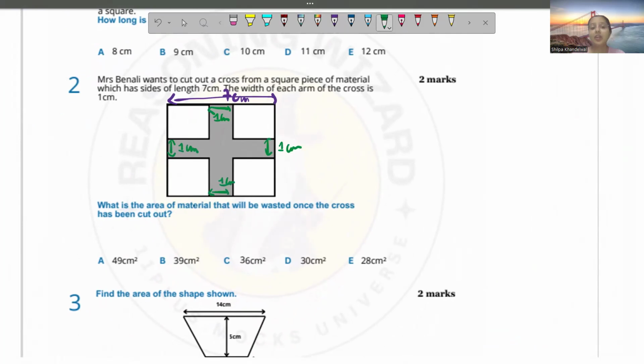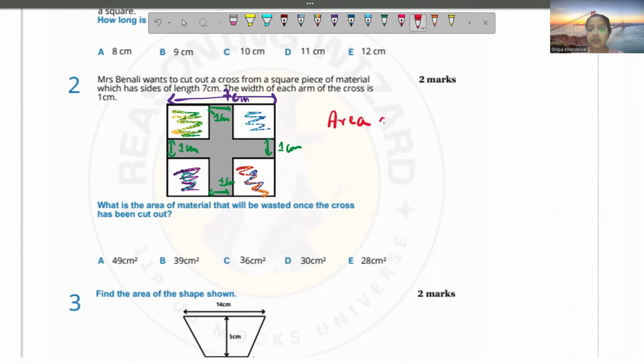Now we need to find out what is the area of material that will be wasted once the cross has been cut out. It means when you remove the cross out of it, how much area will be wasted. So we need to calculate the area of the shaded region. It looks tough, but actually it's pretty simple. Imagine that from the whole square area, if I pick this cross out, I'll be left with the remaining spaces which I have shaded. So you have to get the area of the square, remove the area of the cross out of it, and you will get the remaining area. So let's do the same thing.